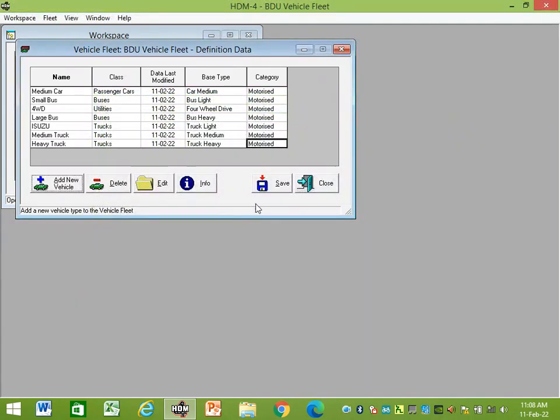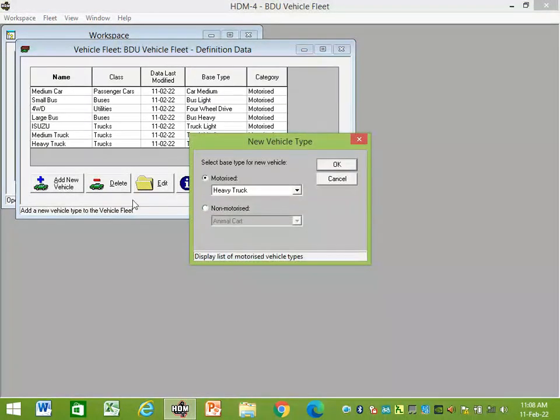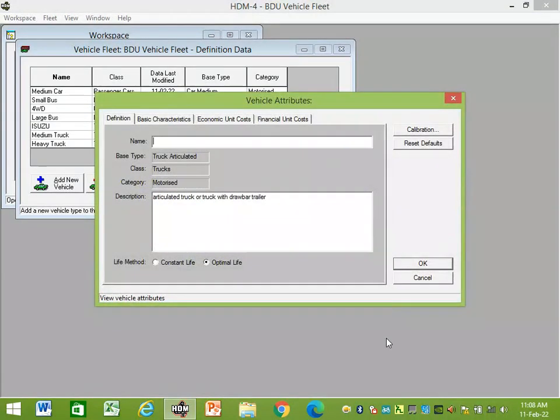Okay? You are done? Okay? Save. One more to go. Add new vehicle, truck and trailer, or articulated truck. Truck articulated. It's truck and trailer.